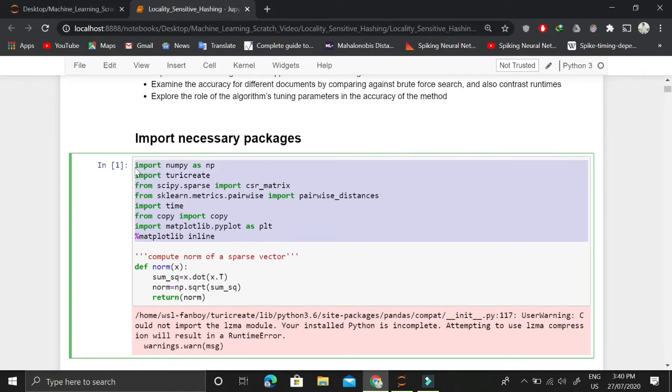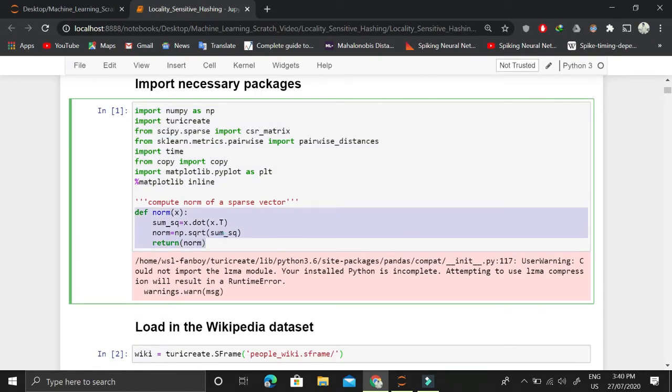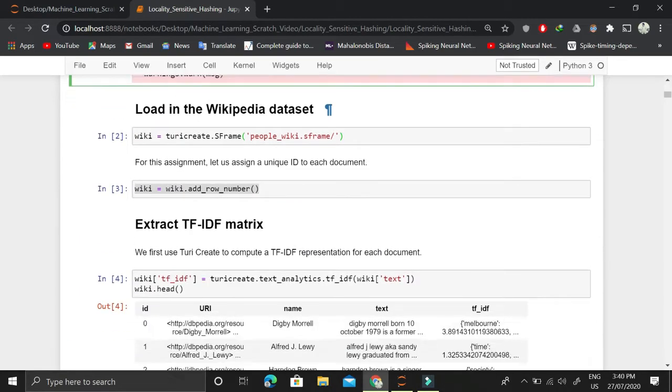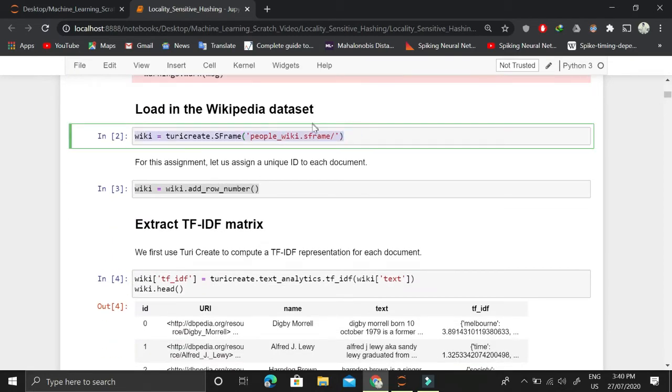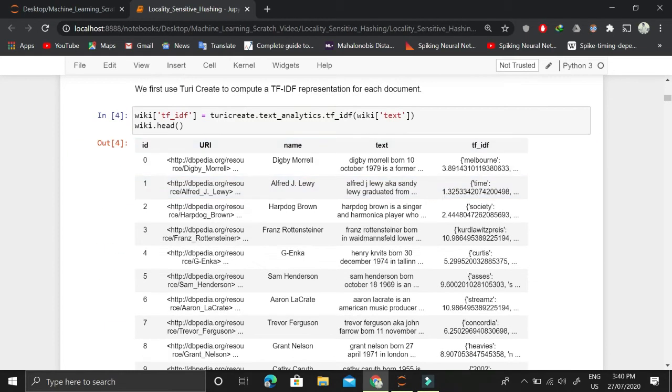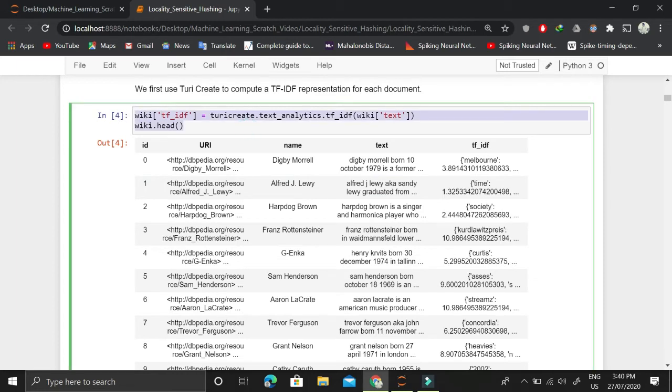Okay, we begin by importing necessary libraries. This is a norm calculation function for sparse matrices, which we will be using. Okay, so we load the Wikipedia dataset, which contains different documents. We want to find out the nearest neighbors or nearest documents to each other. This data frame is loaded by Turi Create, which is kind of pandas and scikit-learn combined. Once we do that, we pre-process this dataset by calculating the TF-IDF values for each document.